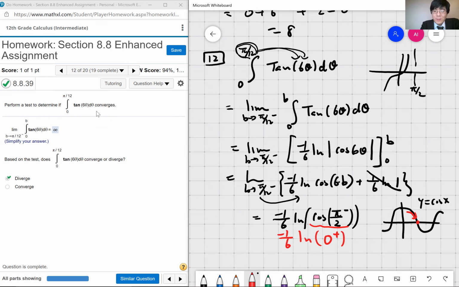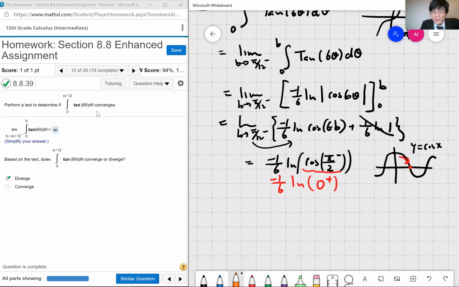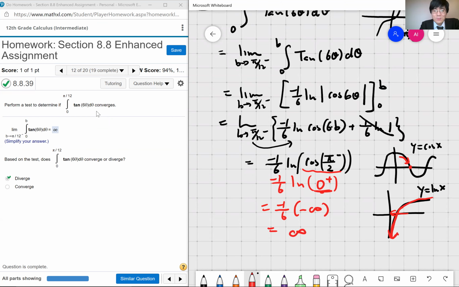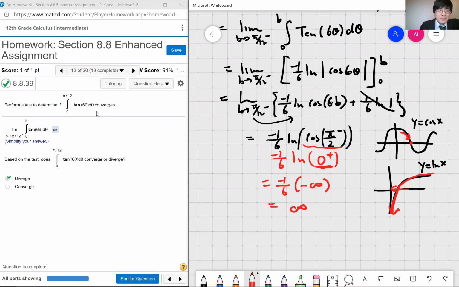Okay. So this is a limit of the log now. So now we are going to consider the log. y equals ln x is a basic function. And as x approaches 0 plus, the y value goes to negative infinity. Okay, look at the basic log function. So the limit will be infinity over 6, which is equal to infinity. So the answer is infinity. And that means this is diverging.